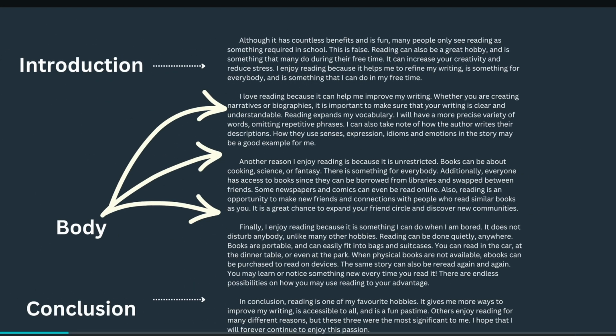Here's a sample of an essay. The first paragraph is the introduction, which introduces the topic to the reader. The body consists of 3 paragraphs that explain each point of the thesis. And then the essay ends with a concluding paragraph that restates the main idea, the main arguments, and leaves the reader with something to think about.